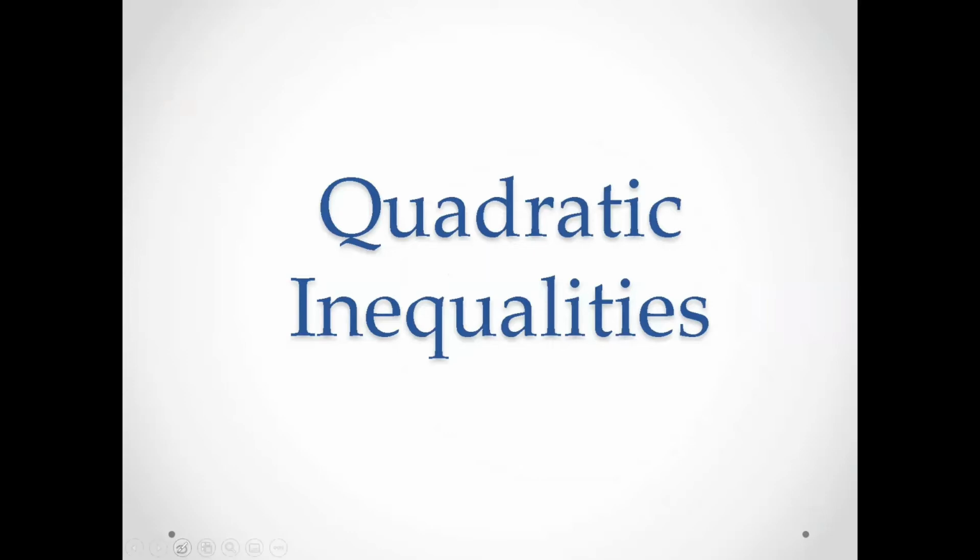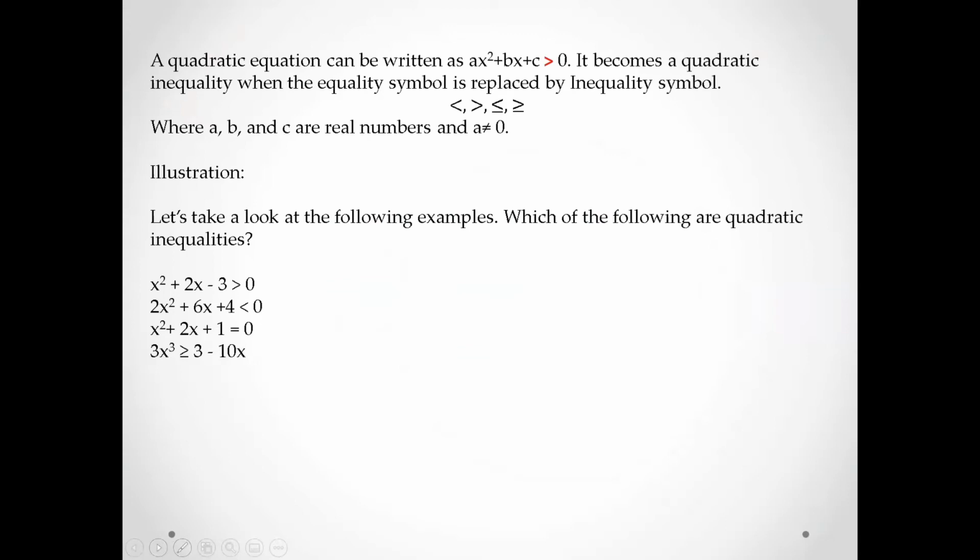So let's proceed. A quadratic equation can be written as ax squared plus bx plus c equals 0. When the equal symbol is replaced by an inequality symbol, then it becomes a quadratic inequality. These are the inequality symbols that we have: less than, greater than, less than or equal to, and greater than or equal to.